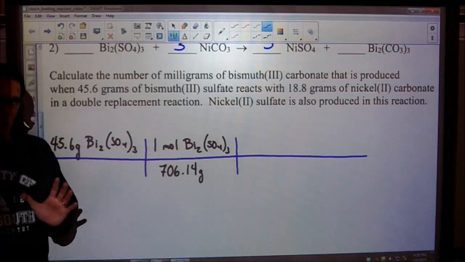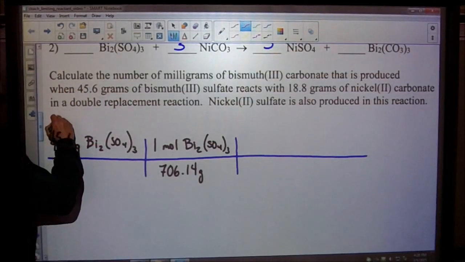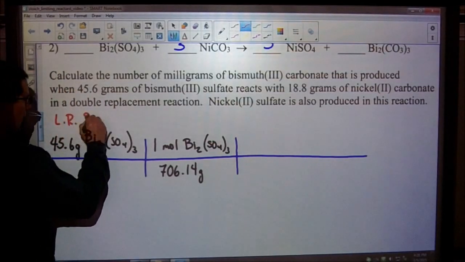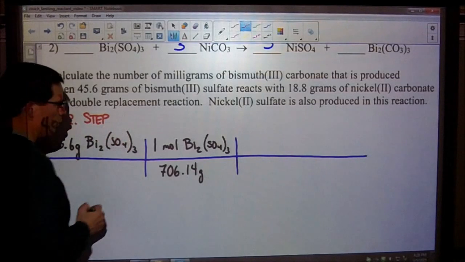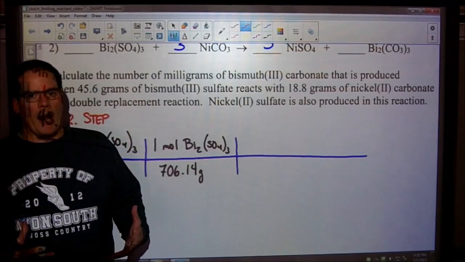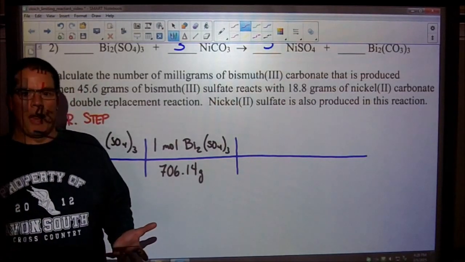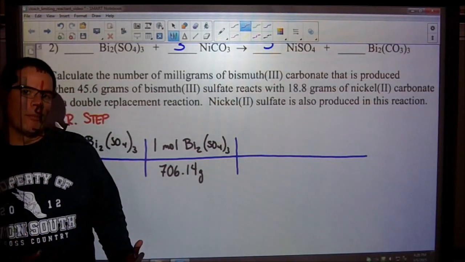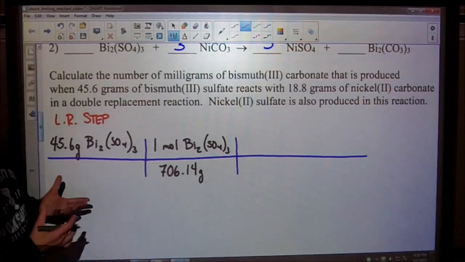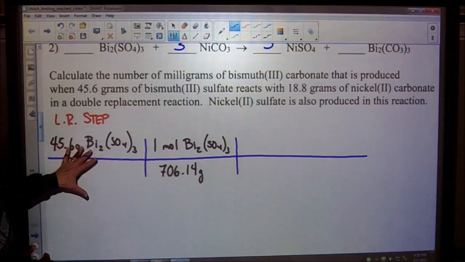However, this step's a little bit different. This is not to solve our question. This is what we call our limiting reactant step. In other words, whenever you have a problem like this, you'll always do what's called a limiting reactant step to find out which of the 2 reactants will be your limiting reactant. So we're going to walk away with some important information here, but it's not going to be our answer to the whole question. All right, so right there's step 2.